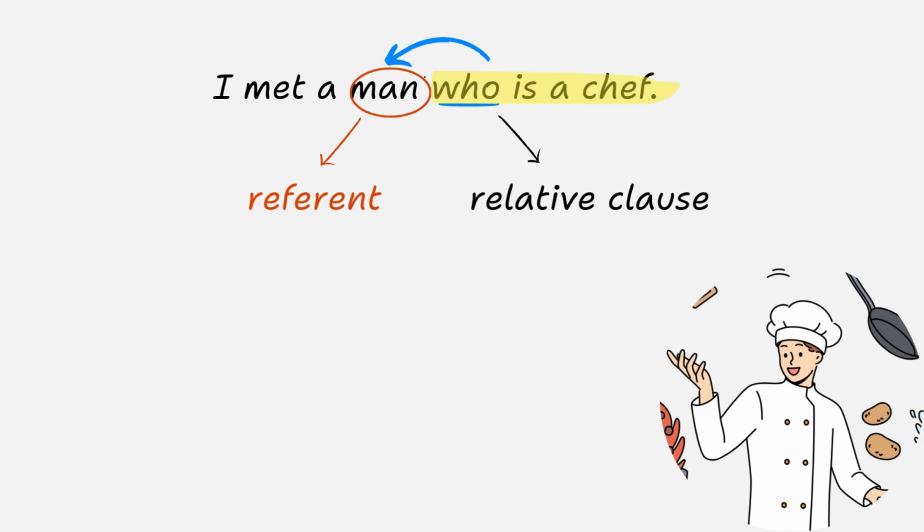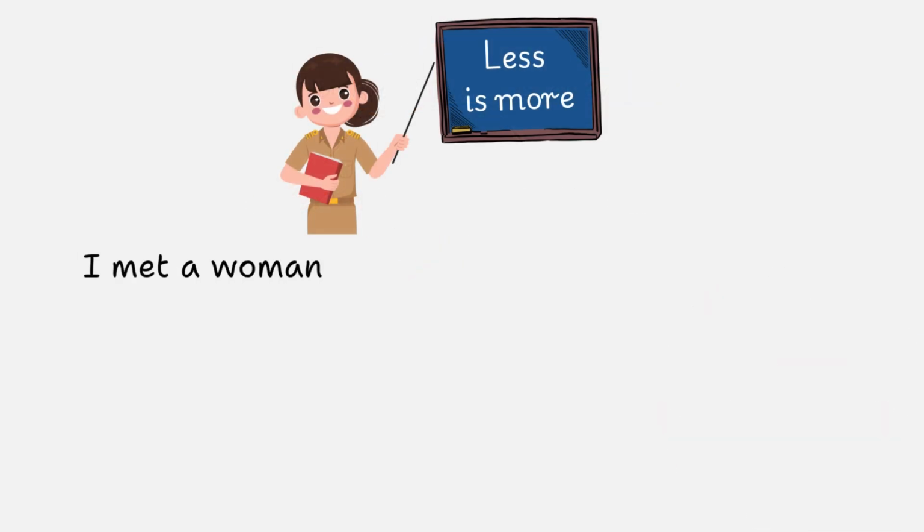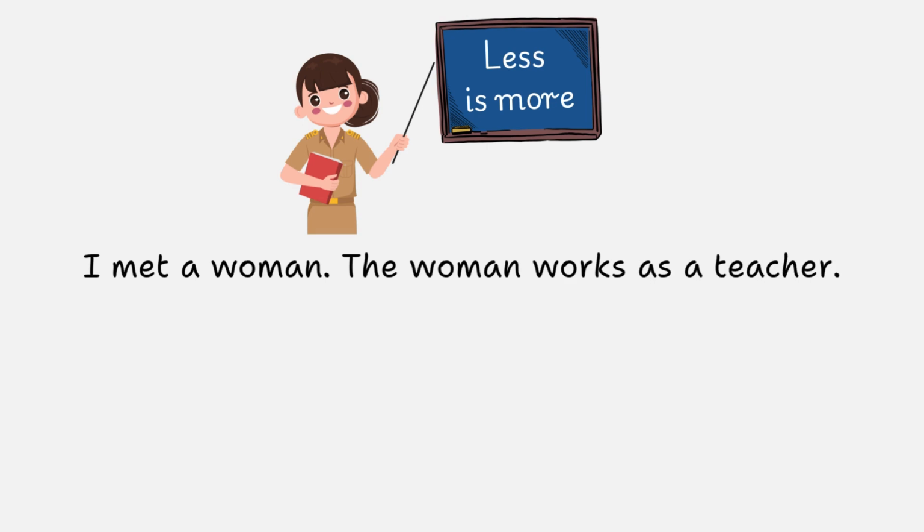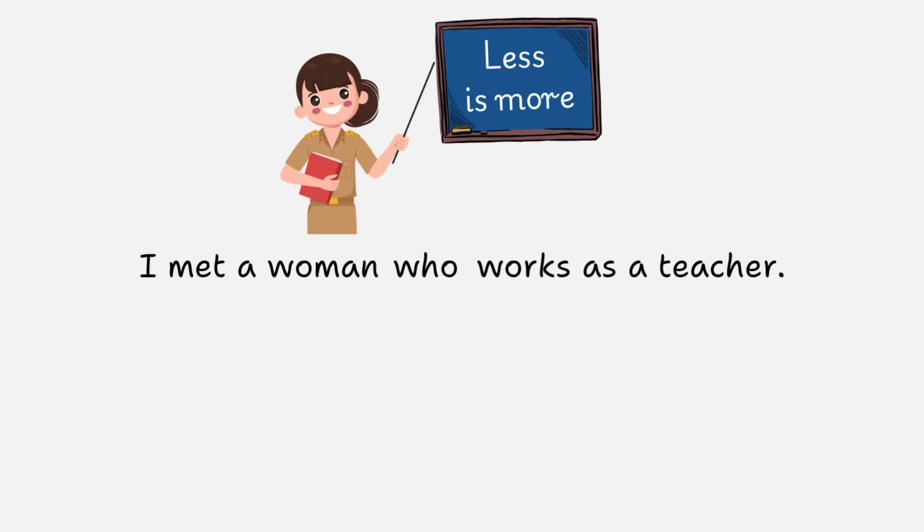It is essential that you understand the relationship between the referent and the relative clause because this helps you create more precise sentences. Instead of saying, I met a woman, the woman works as a teacher, you can combine the ideas. I met a woman who works as a teacher. Pretty cool, right? With relative clauses, you can say more with fewer words.